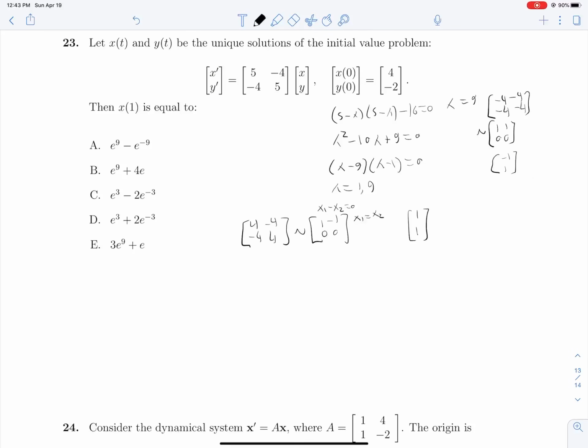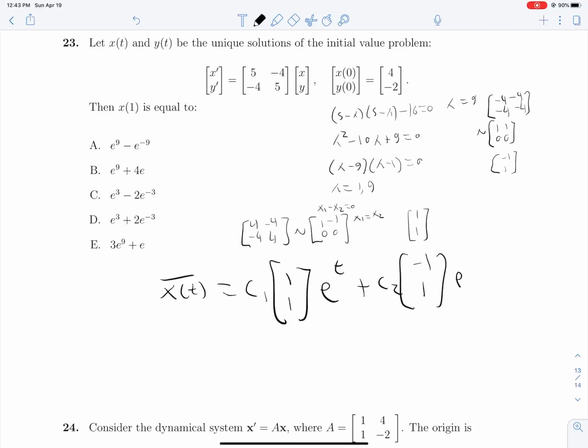So now writing our x of t, and this is not just the solution to this x prime. This is x of t, both of these together as a kind of combined vector. This is c1 times our first eigenvector times e to the lambda 1 t, which is just t, plus c2 times negative 1, 1 e to the lambda 2t.